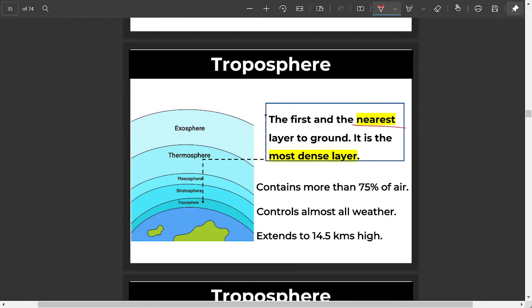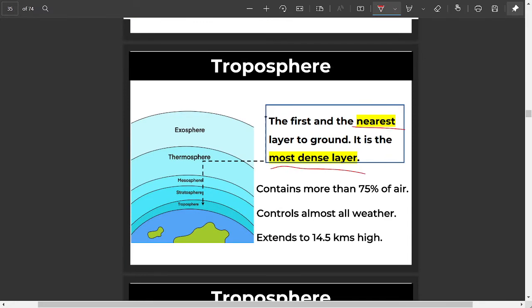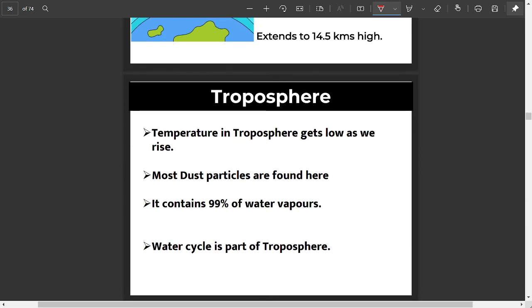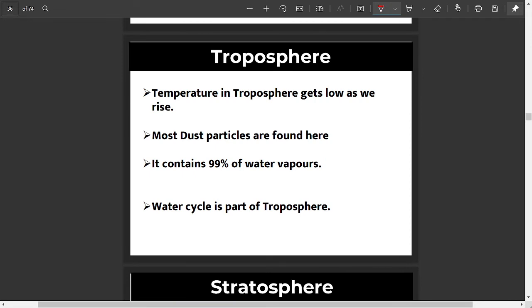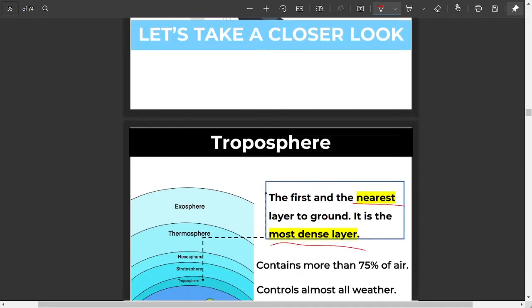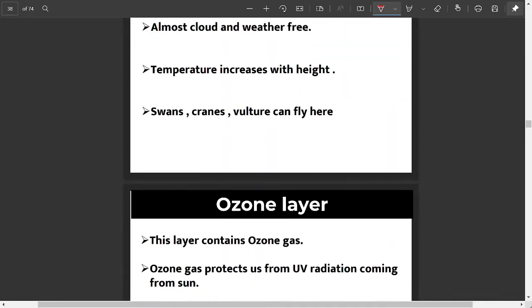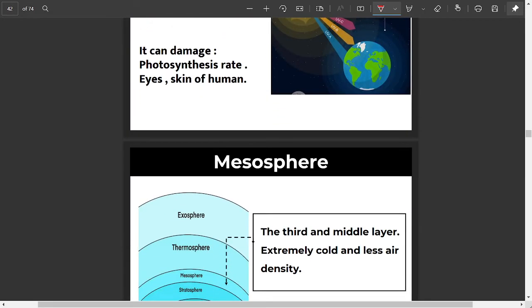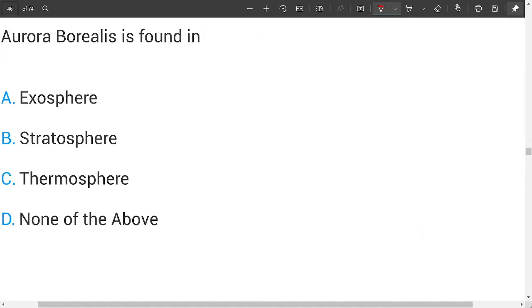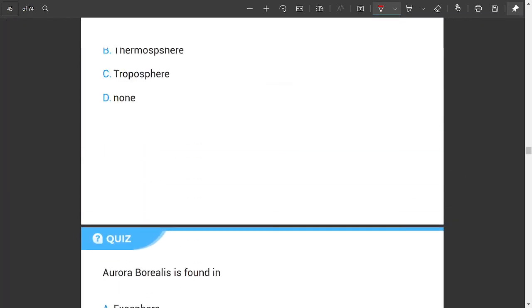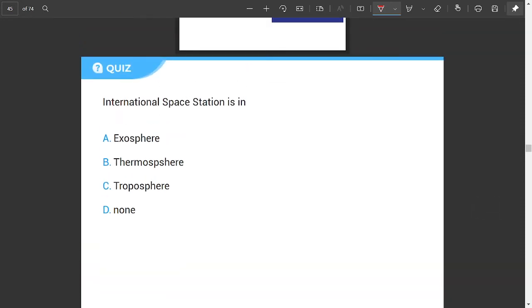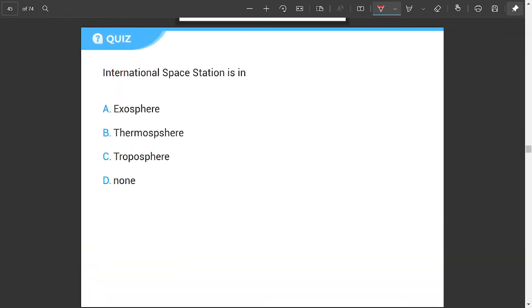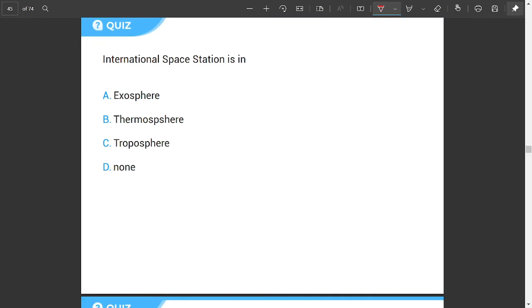The troposphere is the nearest and the most dense layer to the ground. Temperature gets lower. Like as you can see, when we go to mountains, it is too much cold there. So you don't need to know about it much. It is in your SST books, but this is the science chapter, so we'll be learning this much only.